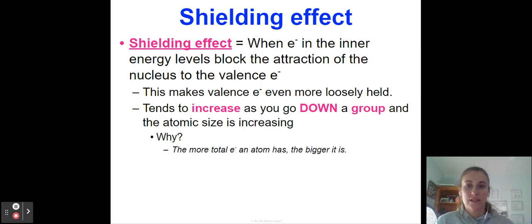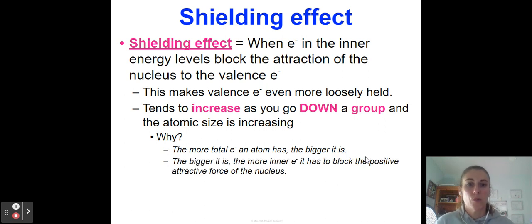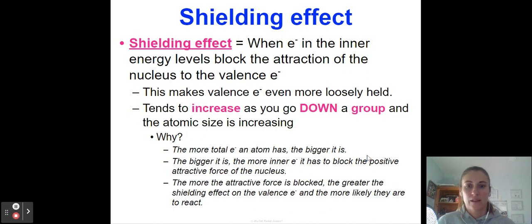So why is this? The more total electrons an atom has, the bigger it is. The bigger it is, the more inner electrons it has to block the positive attractive force of the nucleus. The more the attractive force is blocked, the greater the shielding effect on the valence electrons, and the more likely they are to react.